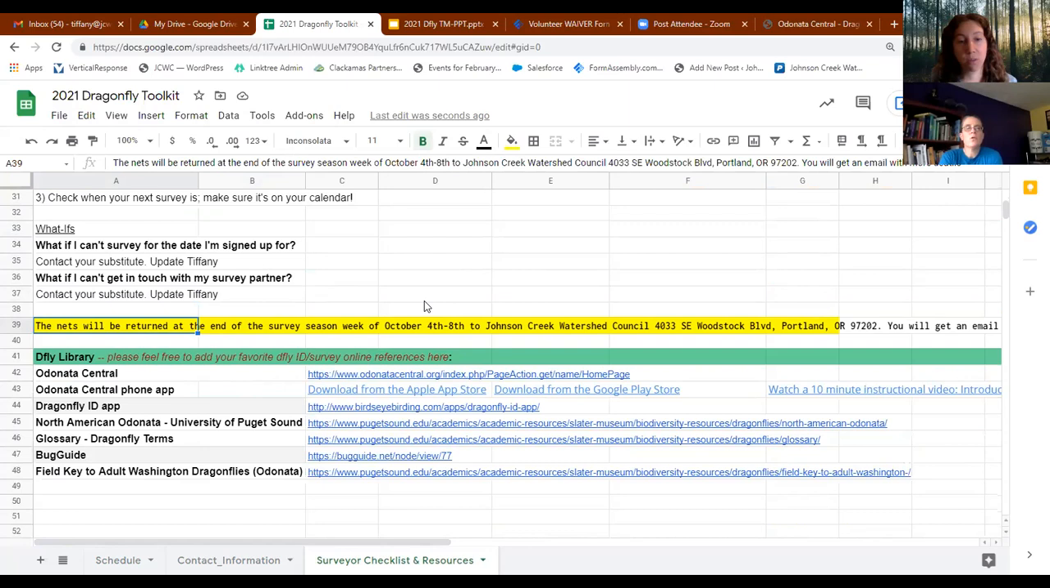And I'm going to send you an email with certain times and days you can drop it off, to make sure something works for everyone.